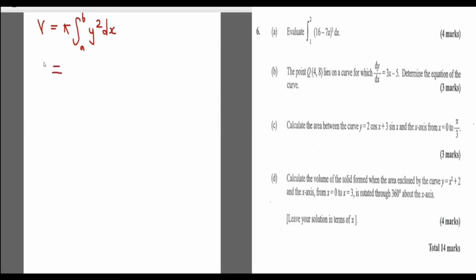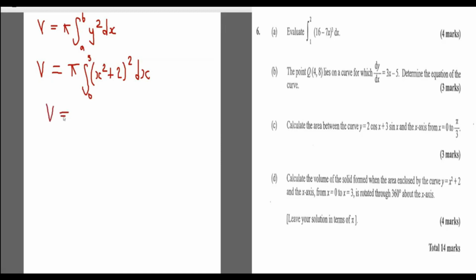So what is the volume? The volume is going to be equal to pi times the integral of, now look, what is y? Y is x squared plus 2. So the volume is going to be x squared plus 2 all squared dx, that is volume. Pi times the integral of x squared plus 2 all squared dx. And we're integrating, of course, from 0 to 3.